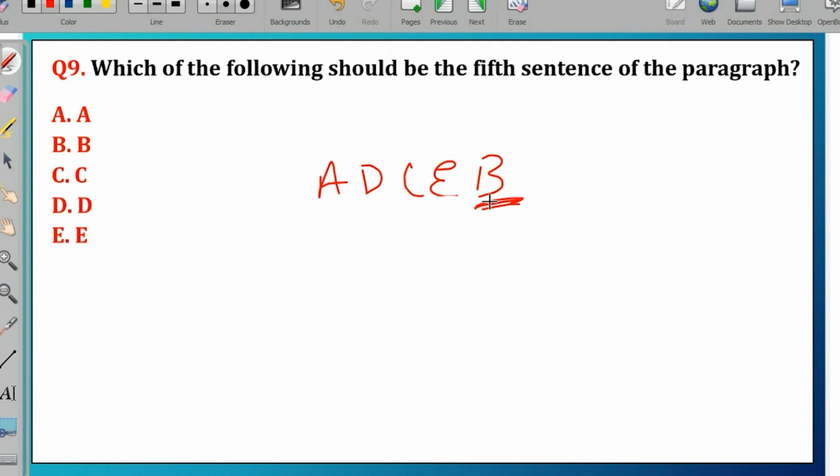1, 2, 3, 4, 5. B. So B is your answer over there. I'm so sorry. Just recorrect yourself. I mean, I have recorrected myself. Just check it again. Okay. Don't do the mistake that I did.